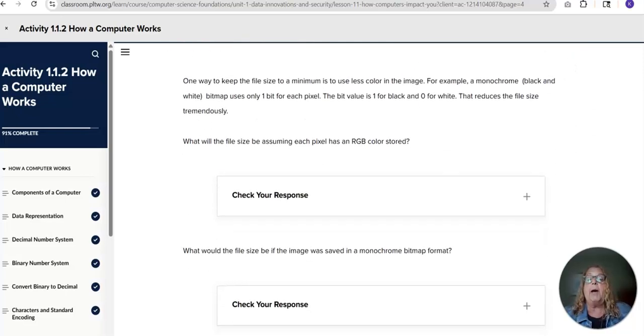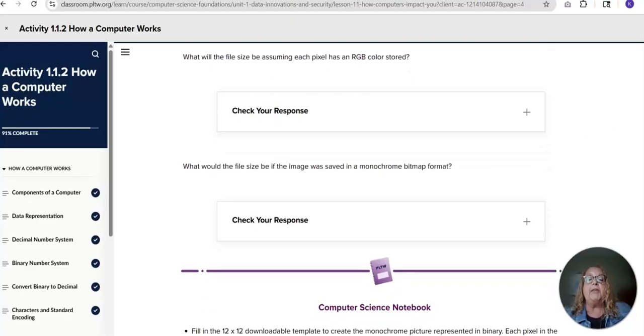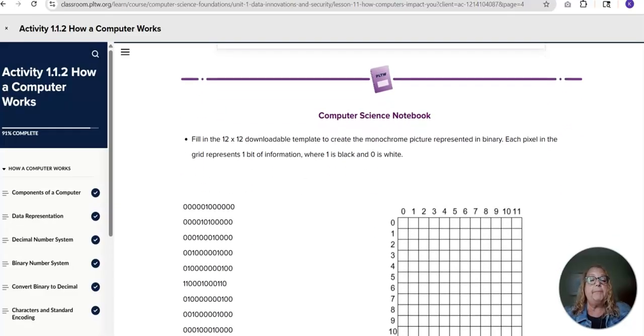And it says, for example, a monochrome black and white bitmap uses only 1 bit for each pixel. So if there's something in the block, it would be a 1. If it's empty, it's 0 for black and white. What would the file size be if the image was saved in a monochrome bitmap format? You can look that up.